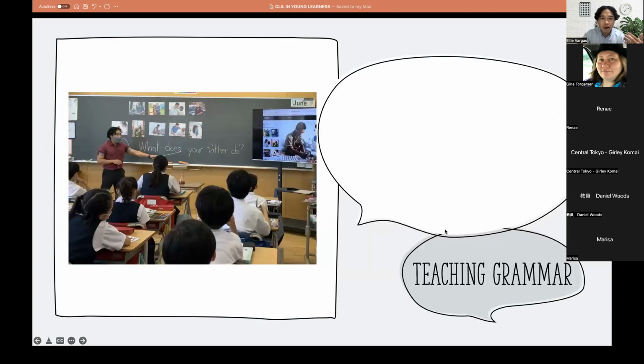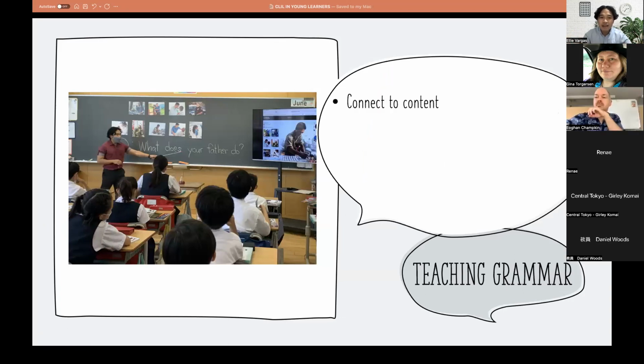And when we teach grammar, we should connect it to the content. Like here the content is about jobs. So there's the present tense. What does your father do? And we organize them by tenses and uses. So we don't start with the passive voice, but we start with the simpler ones like present continuous, and then we go with present tense because that's easier for the students to recall and to acquire.